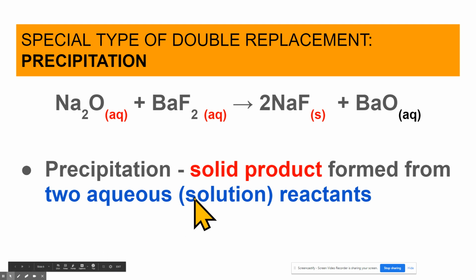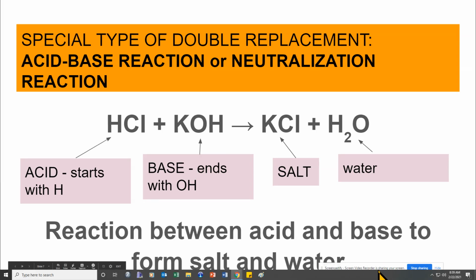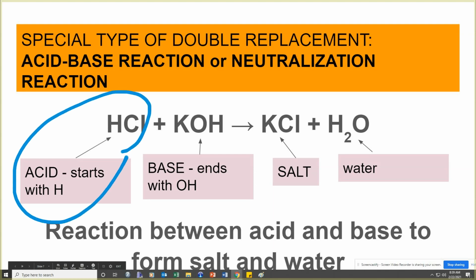So, is there another type? Yes, there is. This one is called an acid base or neutralization reaction. An acid base or neutralization reaction is a reaction between an acid and a base to form salt and water. How would you know if something is an acid? The acid will start with the H, so the formula starts with an H. Got it? How do you know if it's a base? The base ends in OH.